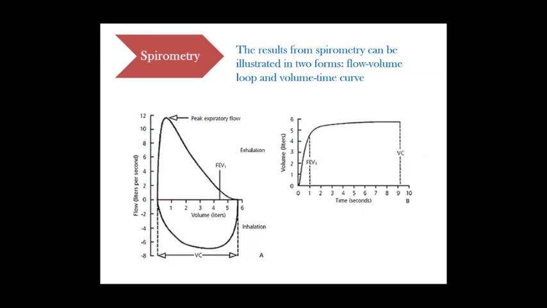The resultant curves or illustrations from spirometry come in 2 forms. There is the flow volume loop on your left-hand side, and on your right-hand side, the volume time curve. I will talk in detail about each of them.